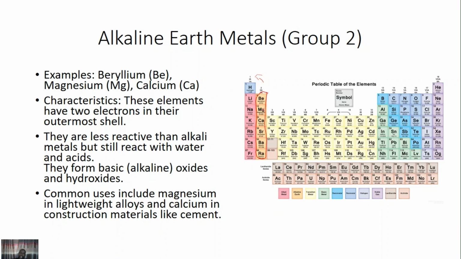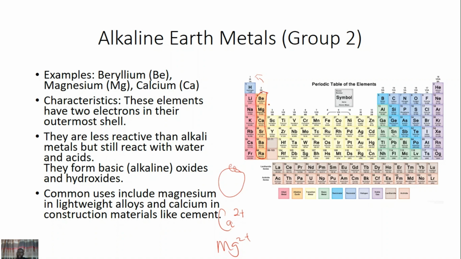Alkaline earth metals like magnesium are used in alloys, and calcium is used in construction materials because of its strength. They usually tend to lose two electrons in their outermost shell because their outermost shell contains two electrons. That is why they are in group 2. When they lose two electrons, they become positive 2, for example calcium 2 plus, magnesium 2 plus.